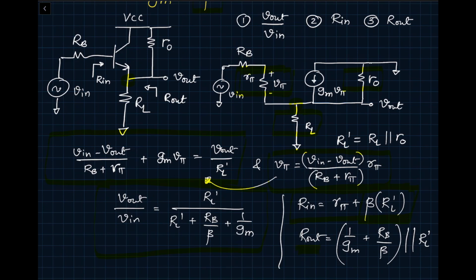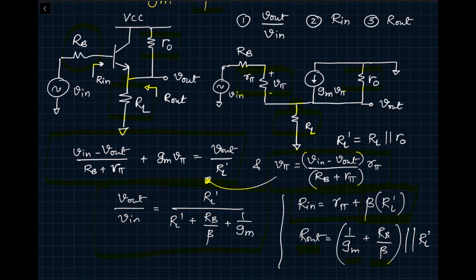And Rout is going to be the resistance looking back, which we already did in the previous analysis. It is going to look like the reciprocal of gm plus the resistance at the base divided by beta, and that whole expression in parallel with RL prime, which is again RL and Rout in parallel. Okay, this may be too much to digest, but you need to really go through the analysis by yourself and convince yourself. What we will be capturing eventually is all these rules of thumb.